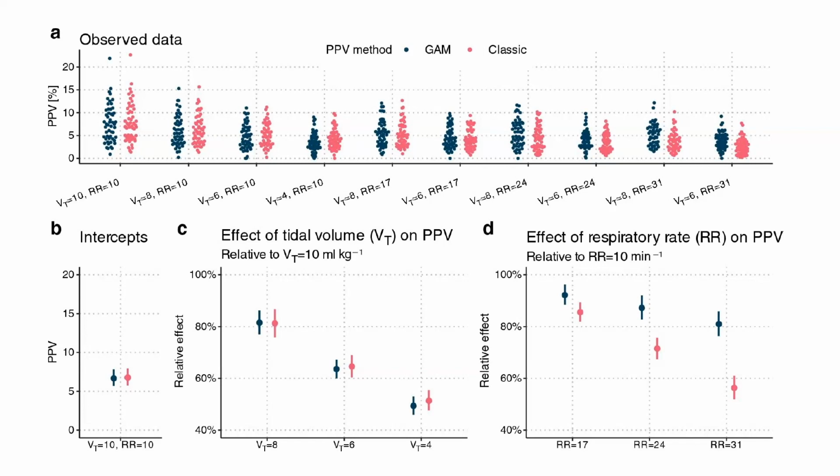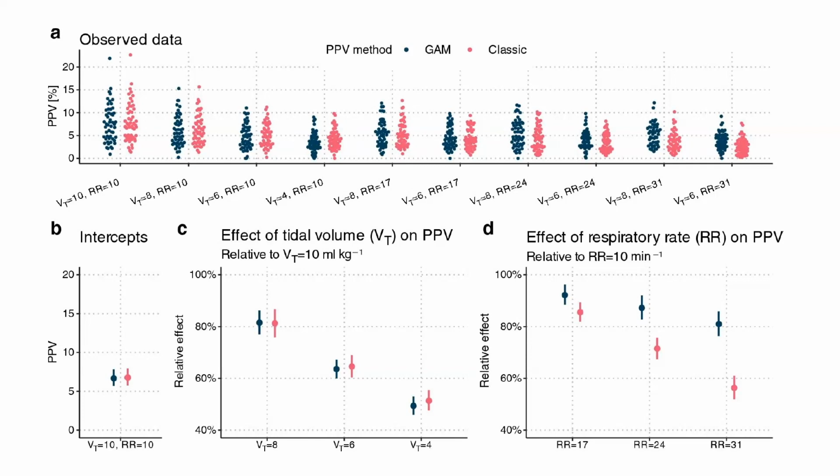And then we also analyzed the effect of respiratory rate, which was completely independent from the effect of tidal volume, and saw that the effect on the classic method of calculating pulse pressure variation decreased quite a lot. It decreased down to 60% when the respiratory rate was 31 compared to 10. Whereas the generalized additive model approach only decreased down to 80% compared to at 10 milliliters.